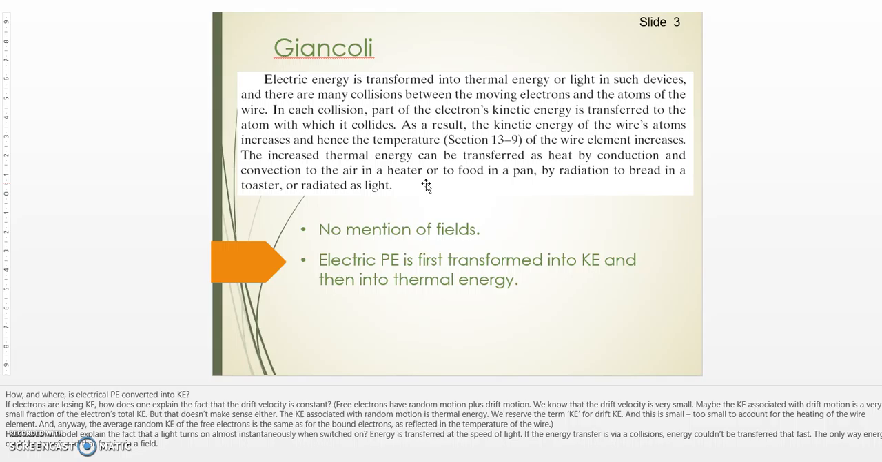And the second part of the story is that the electrical potential energy is first of all transformed into kinetic energy of the drift of the free electrons, and then it is transformed into thermal energy of the atoms in the wire.